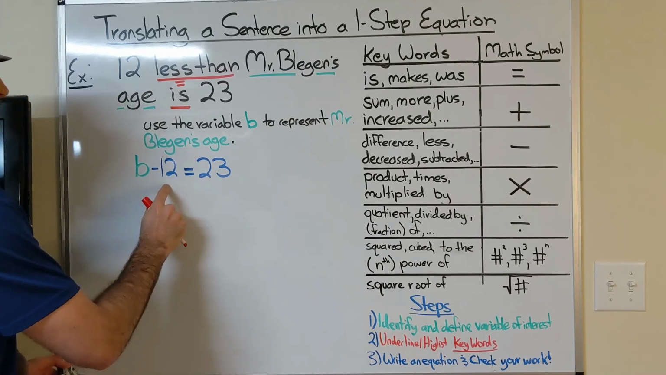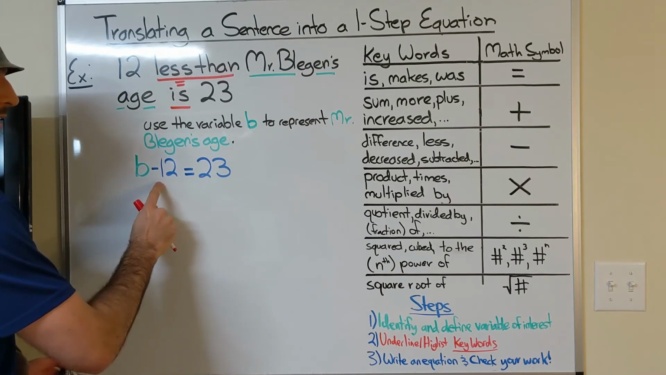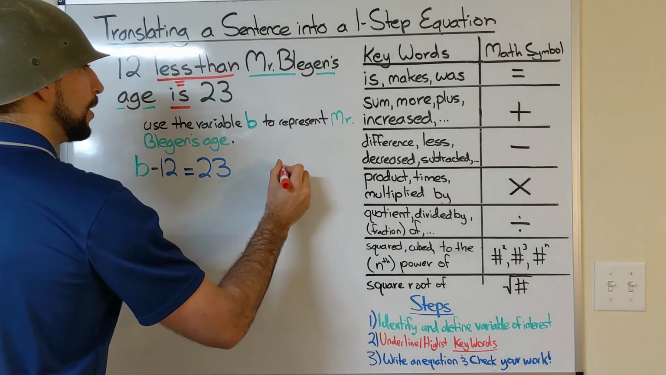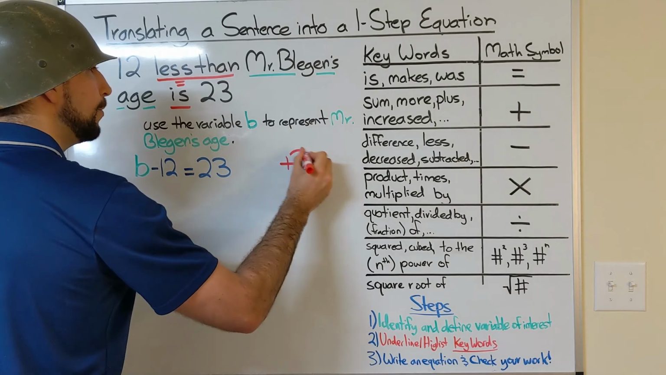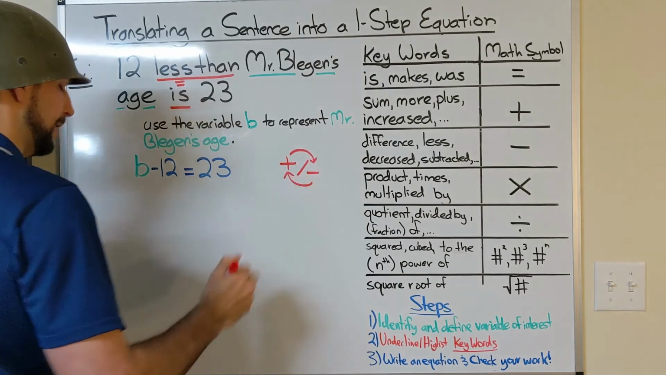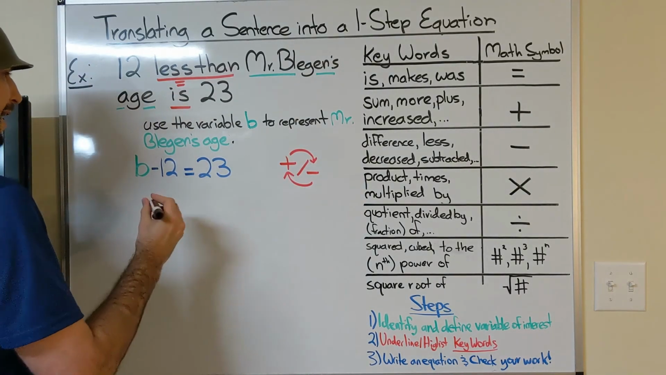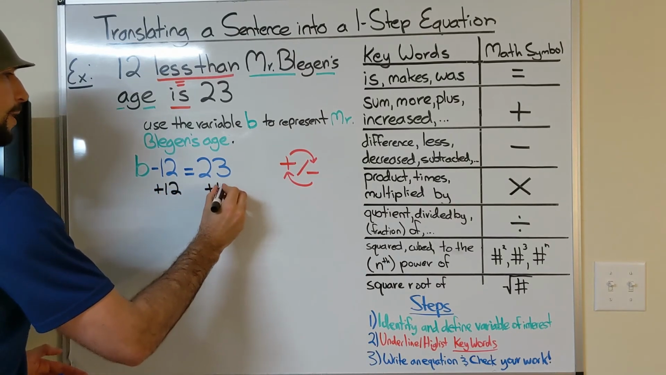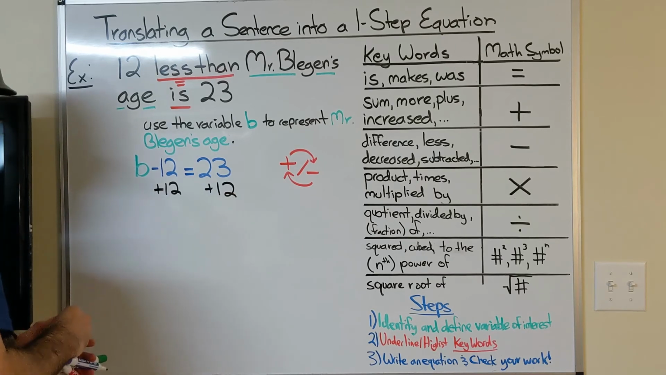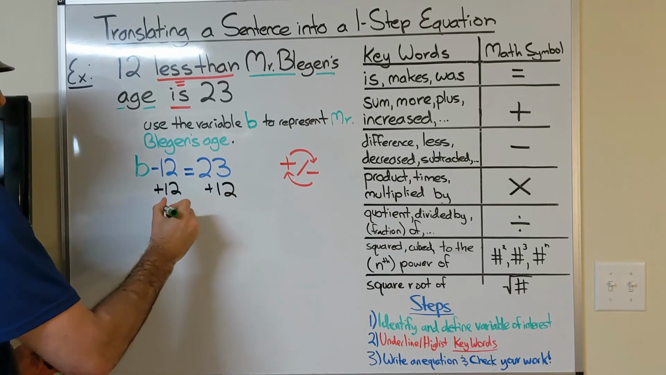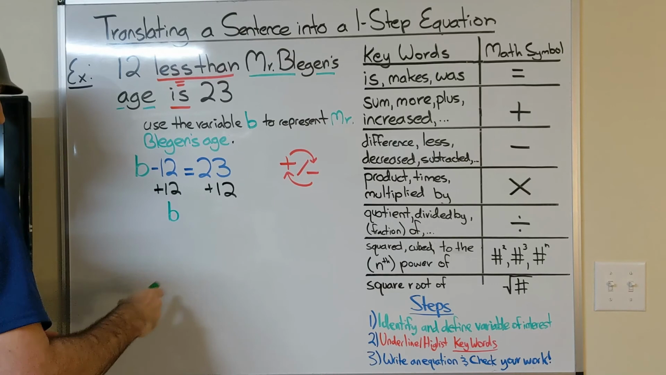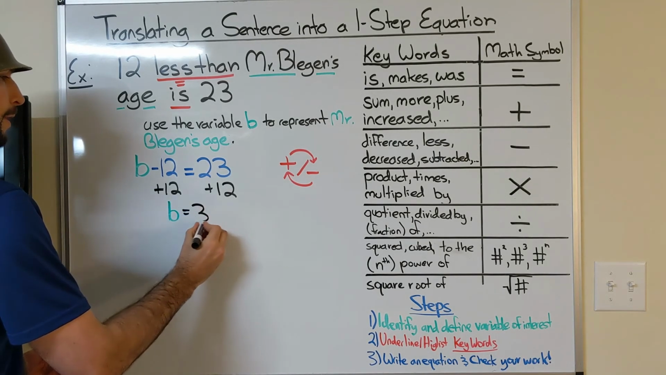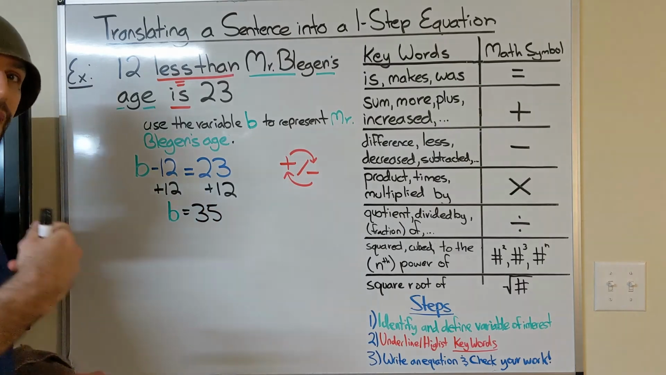I would like to get all of my constants on the right side. Now here, our 12 is actually negative. It's being subtracted from b. So we're going to use addition to move that constant to the right side. Going to add 12 to both sides of this problem to get all my constants on the right. I'll have just b left on the left. And 23 plus 12 is 35. So I have a positive age.